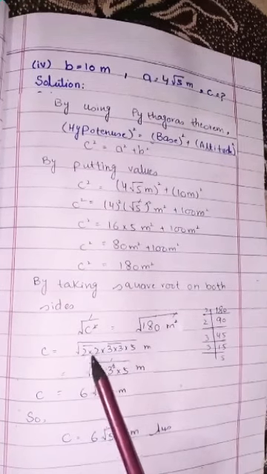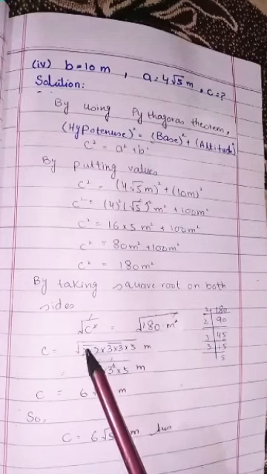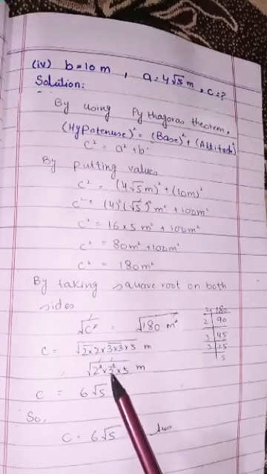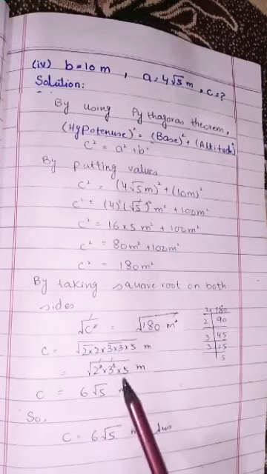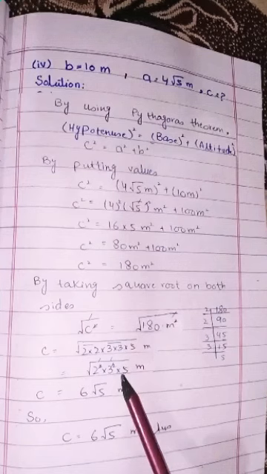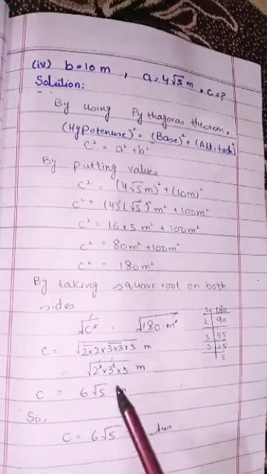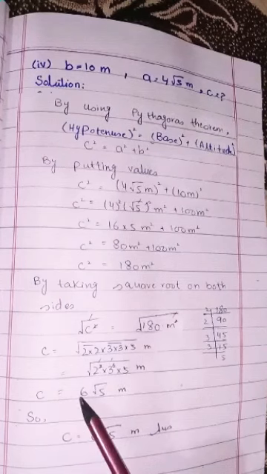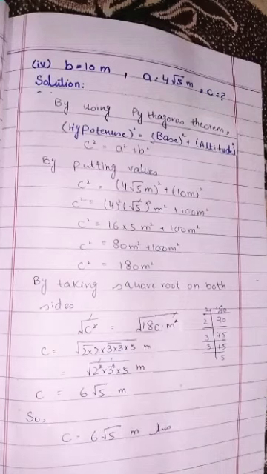Here we will write the factors 2 into 2 into 3 into 3 into 5. The numbers which are in square form will multiply and write out of the square root, and the numbers which are in single form, not in square form, will stay in the square root. So we got c is equal to 6 square root 5 meter, which is our answer.